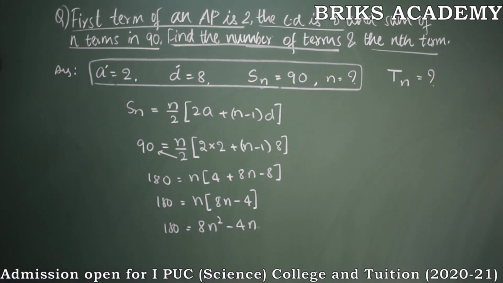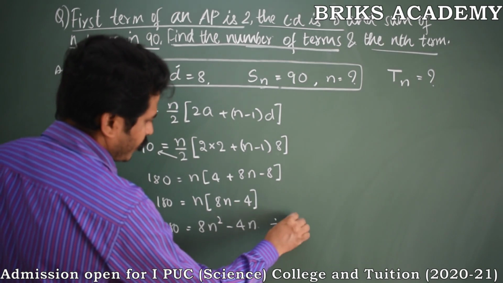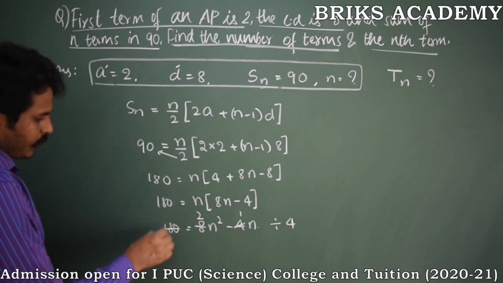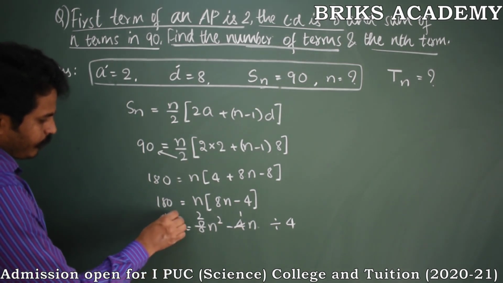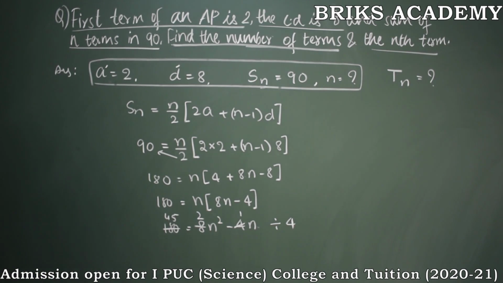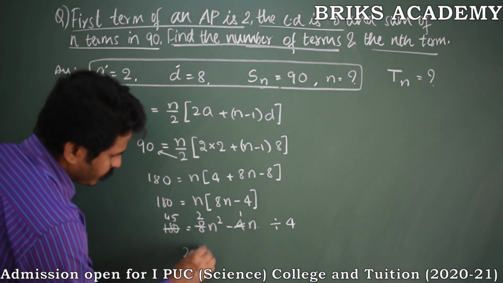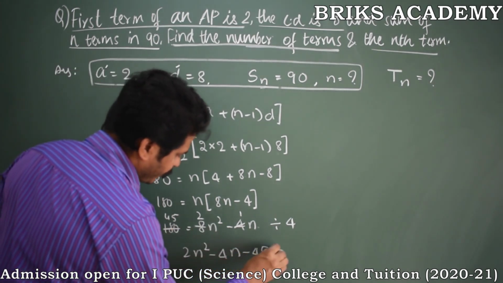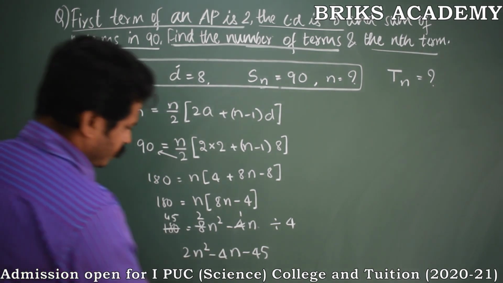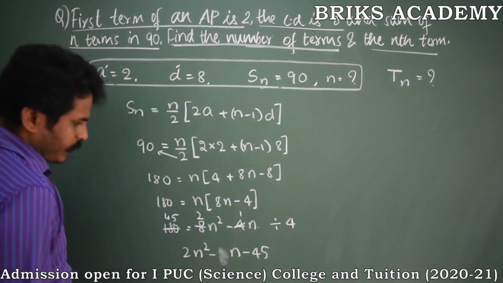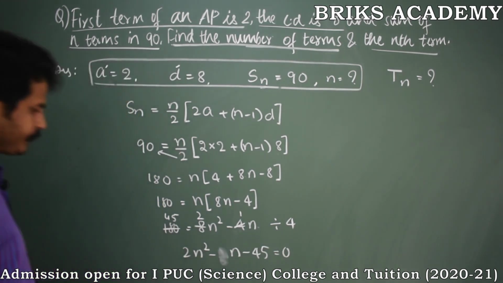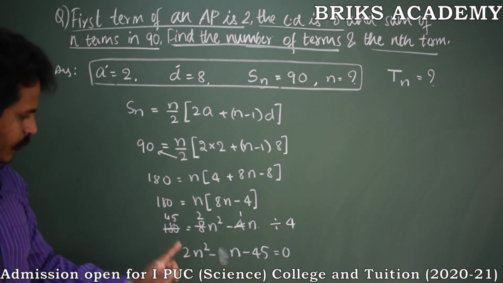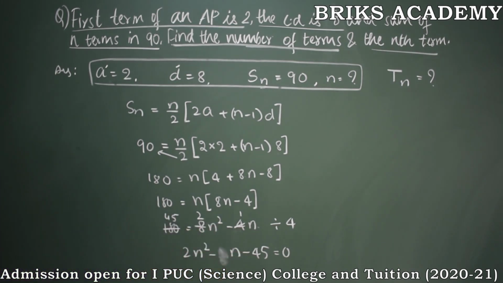Mostly this gets cancelled with 4. Divide throughout by 4. 4 2s are 8, 4 1s are 4, 4 4s are 16, 20, 4 5s are 20, 45. So I left it here: 2n square minus n, if I take this side, minus 45 equal to 0. Not 4n, it is n. 2n square minus 1 into n, minus 45 equal to 0.